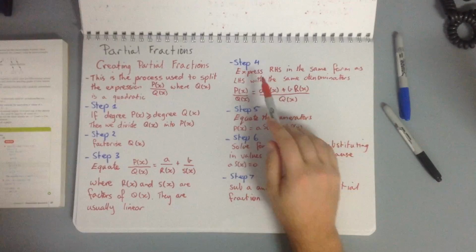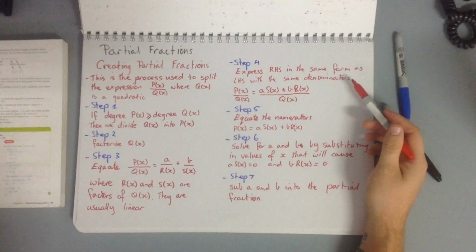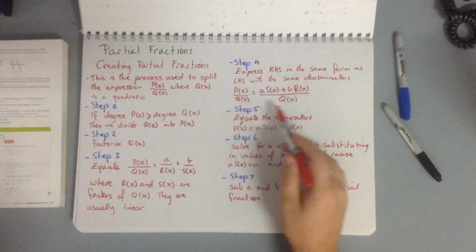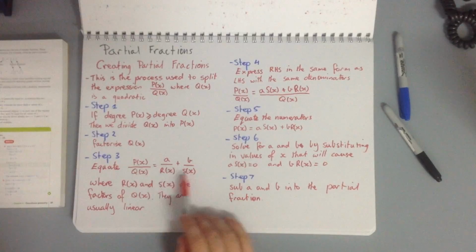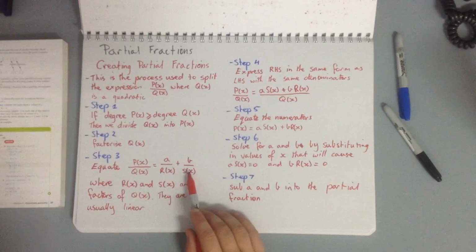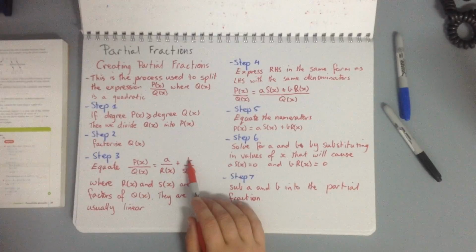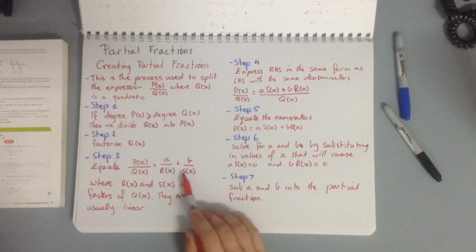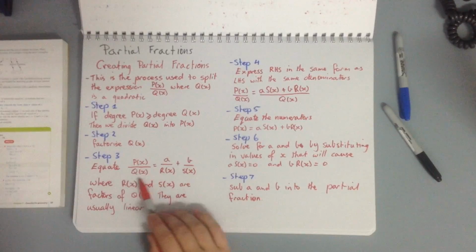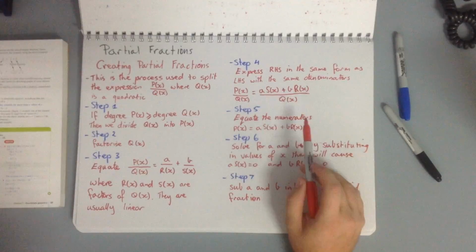What we do is express the right hand side in the same form as the left hand side with the same denominators. Basically, this is exactly what we would do if we were going to add these two fractions together with different denominators. We multiply across, so we do our cross multiplication: a times s of x and r of x times b, and then we multiply our denominators together, which of course gets us back to q of x. So we end up here with a s of x plus b r of x over q of x.